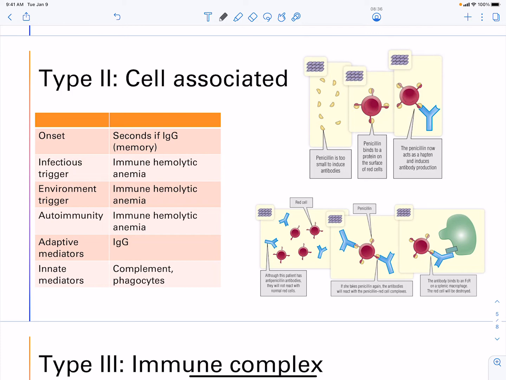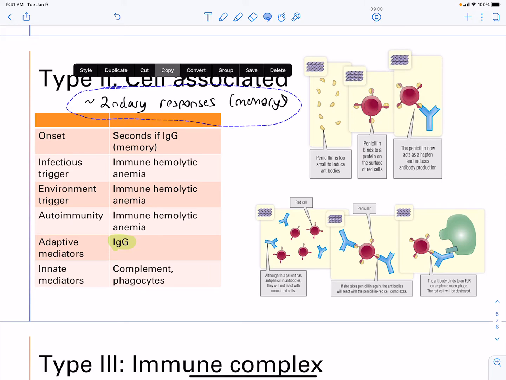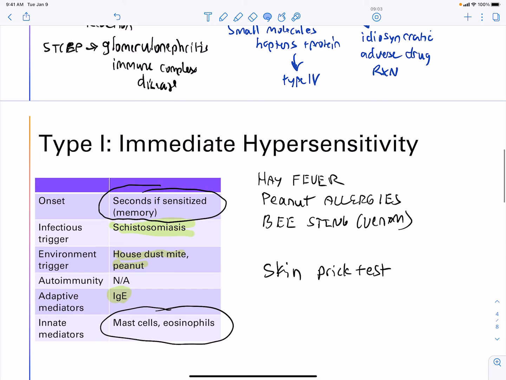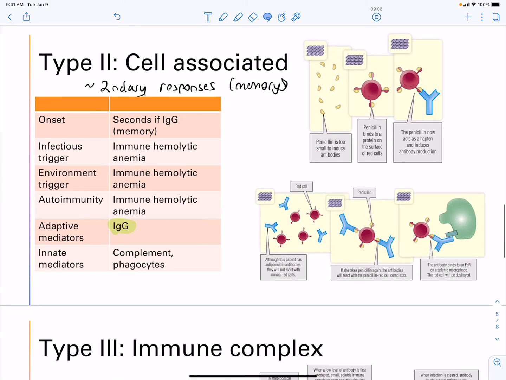Now our type 2 is going to be cell-associated. This is going to be mediated by primarily IgG. And again, because this is isotype switching, these are all considered secondary responses. So there is a level of memory. And that is also the case of our type 1, because this is an IgE, this is also a secondary response. So if IgG is present, the onset can be very quick.